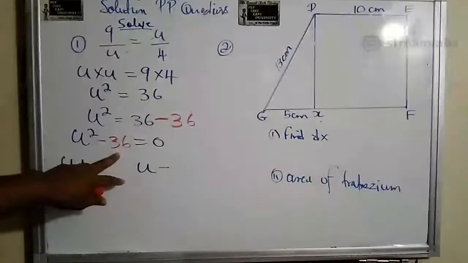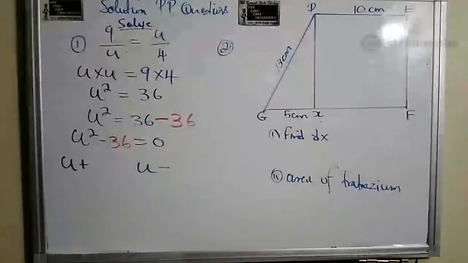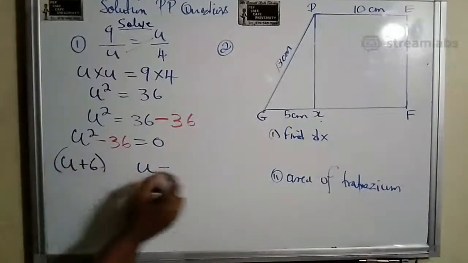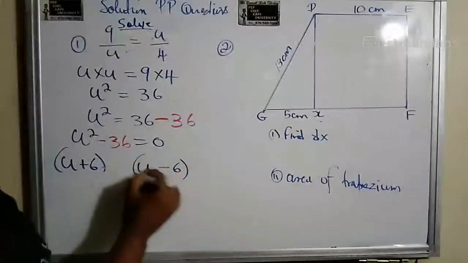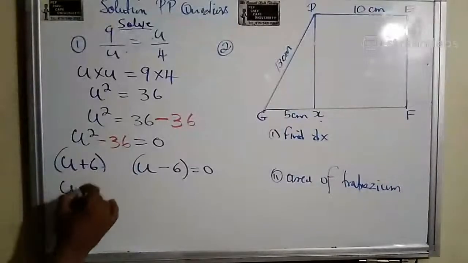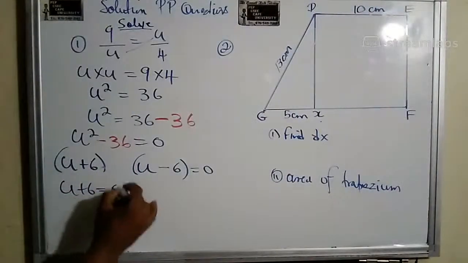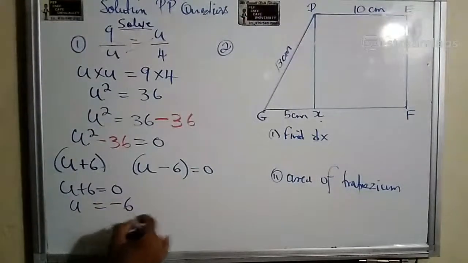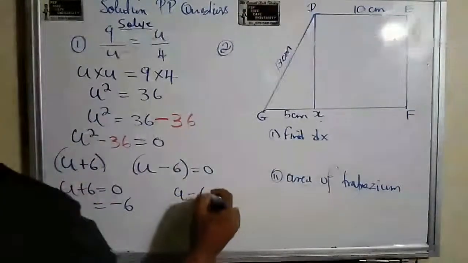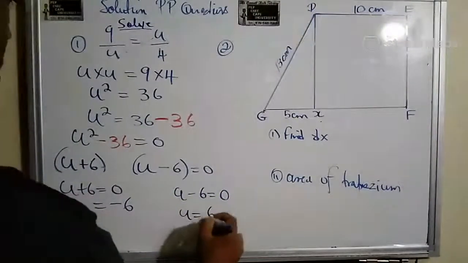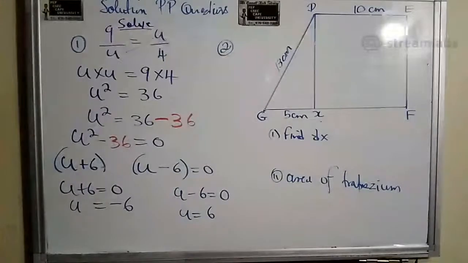What's the square root of 36? What number you multiply by itself that can give you 36? And that would be 6. Alright. So we have two solutions. When u plus 6 is equal to 0, u is equal to minus 6. And when u minus 6 is equal to 0, u is equal to positive 6. So that's the solution.